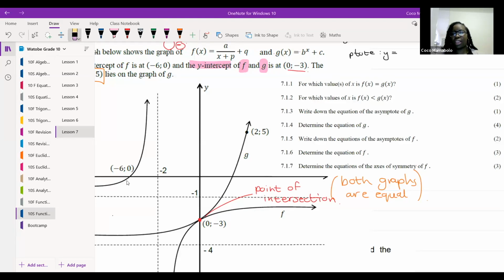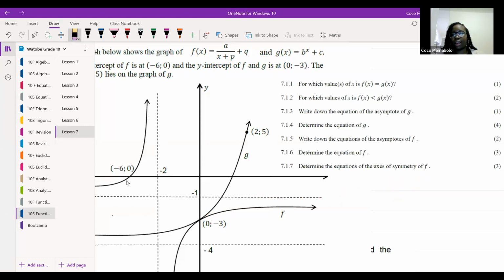All right. I'm just going to delete all this extra information. We're going to need it, but at least it's all on the graph. Now, let's start with question 7.1. It says here, for which values of x is f of x equal to g of x? So they're telling me about a part where the two graphs are equal. Where are my two graphs equal, guys? Look at the graph and tell me.